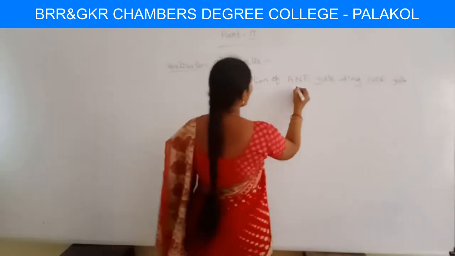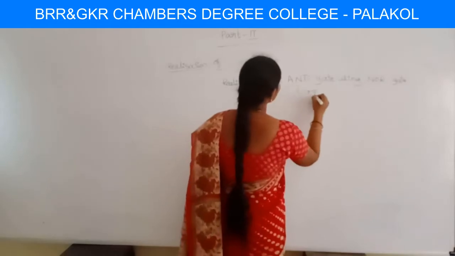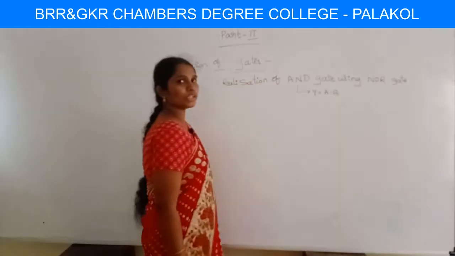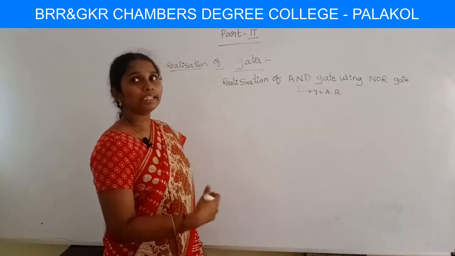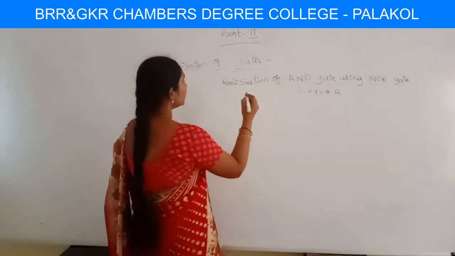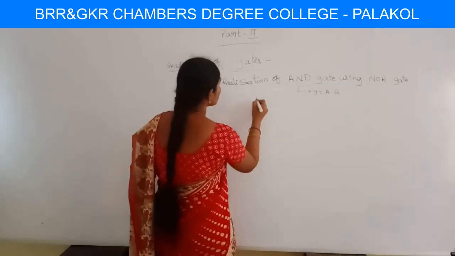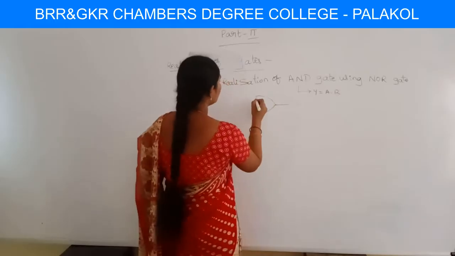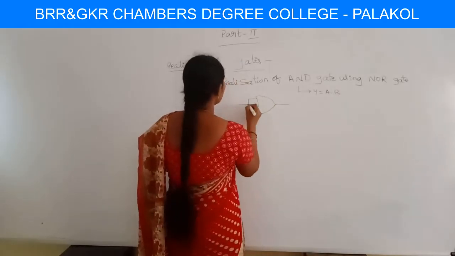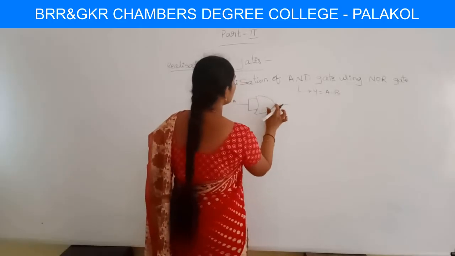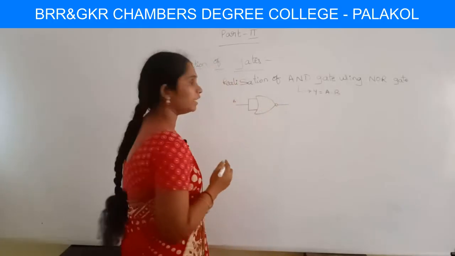So here the AND operation is y is equal to A dot B. So by using NOR gates, you have to derive this expression. Okay, so here the expression is, I consider two gates. Those gates are, this is an input and this is a NOR gate. That's why I mentioned a bubble here.